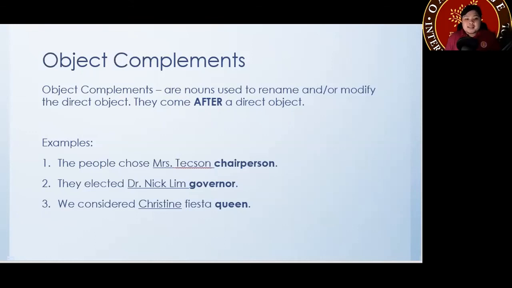And then we considered Christine Fiesta Queen. Considered whom? Christine. And Christine there is a what? A Fiesta Queen. It's just modifying Christine. It's just renaming Christine. Fiesta Queen is Christine. Therefore, queen there is the object complement. Now, these are the different uses of nouns in sentences. These are all of them, right? I hope you guys remember all of them.